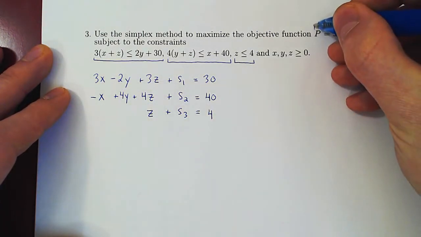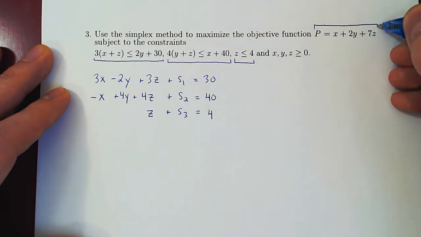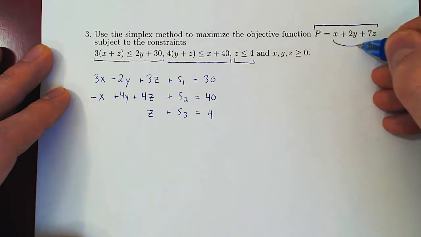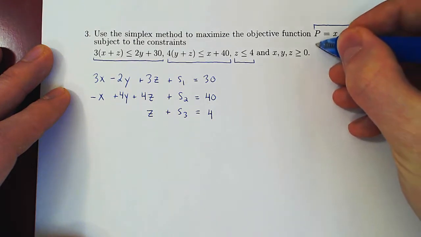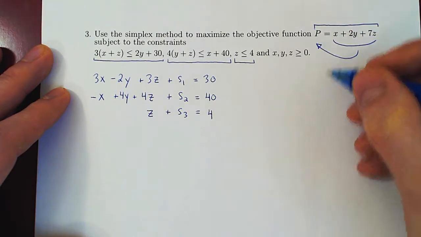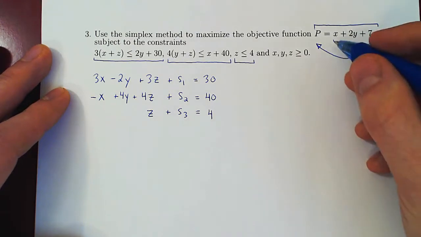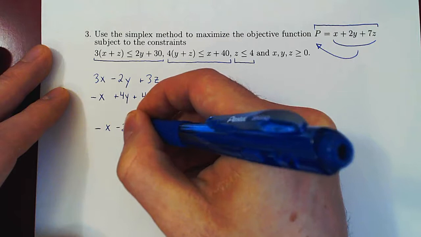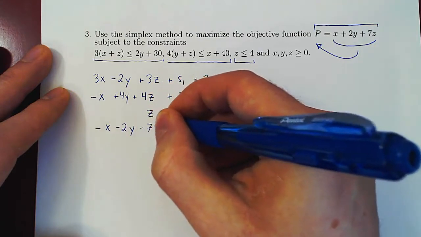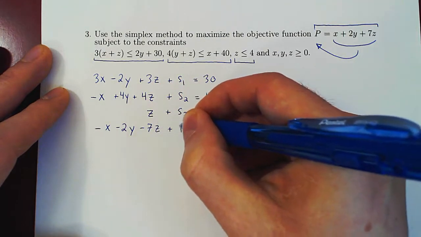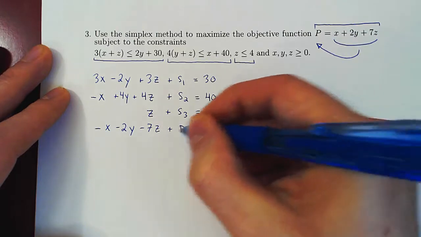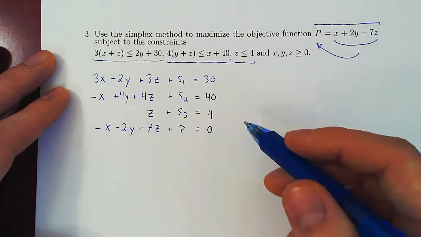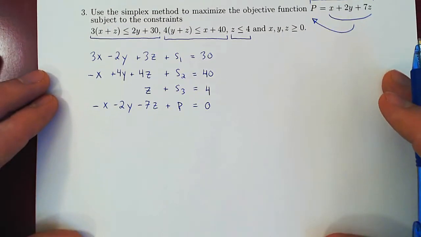Now we transform the objective function. As always, we leave p where it is and we send the variables onto the left hand side with the objective function, and so this will become negative x, negative 2y, negative 7z plus p is equal to 0. And now we're good to go. We can construct the initial simplex matrix.